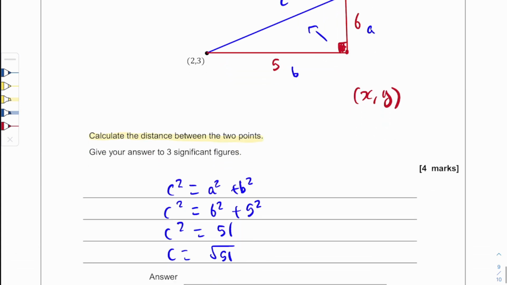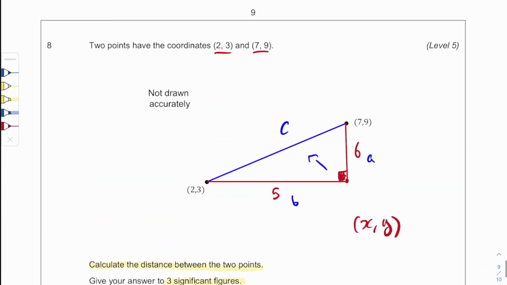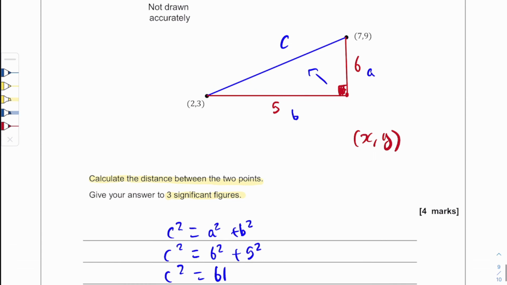And when we take the square root of 51, is it 51? Let me just check that. So we've got 36 plus, okay, it's 61. Okay, that didn't sound right, so yeah, 61. Square root of 61. So when we put this into our calculator, we get 7.81, and they want it to 3 significant figures, so the answer is 7.81. And there are no units, as there weren't any given in the question, as they are just coordinates.